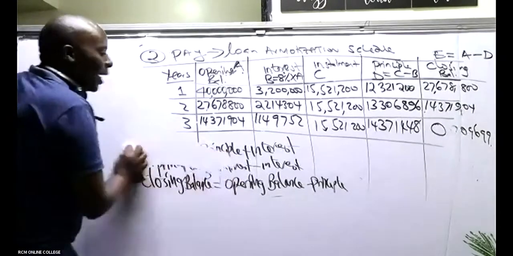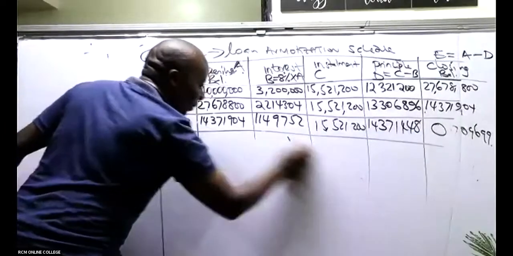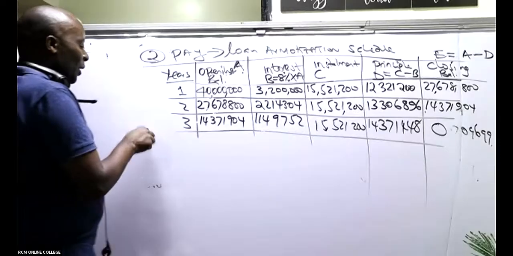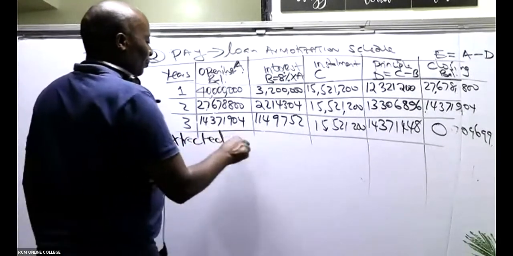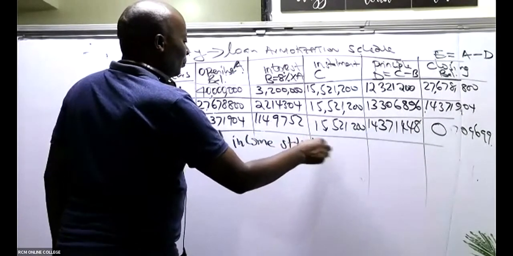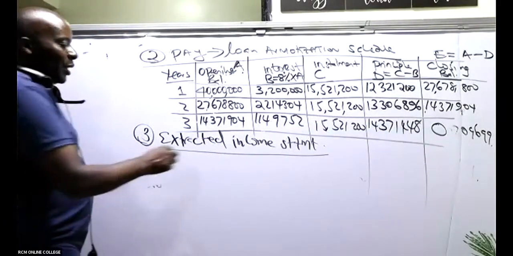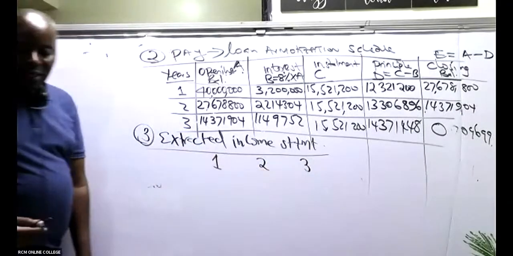So step number 3, I want you to memorize these steps, because this is very, very popular in your exams. Step number 3, go ahead and give us an extracted income statement. So remember, we have 3 years: year 1, year 2, year 3.